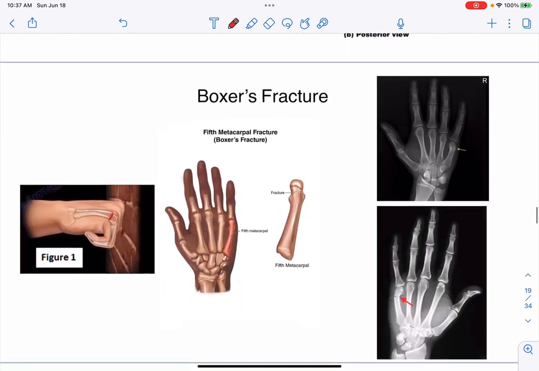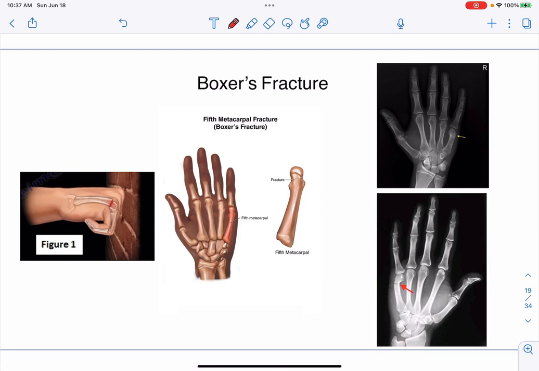All right, let's talk about boxer's fracture. Boxer's fracture is very common clinically, especially in the ER. According to martial arts, there are correct ways to throw a punch and there are incorrect ways to throw a punch. And if you punch something, and let me get my pointer, your hand is aligned this way. I'm not in class to show you what a correct punch would look like.